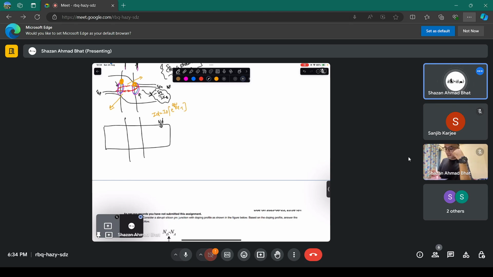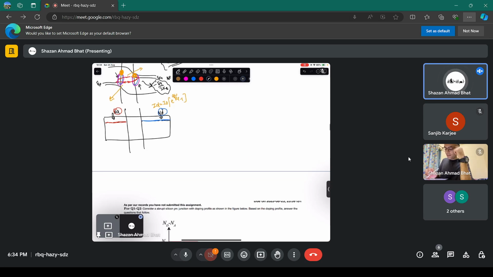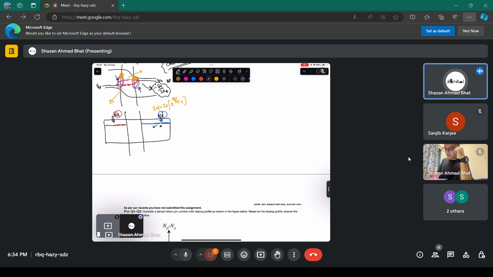If this is doped with Nd and this is doped with Na, and let's say these are the same on both sides, then the charges behave such that if the electron goes to the other side, it decays, and this decay length is the electron recombination length or the diffusion length. And the holes on the other side, when they come into the other side, they decay, and the decay length is the diffusion length.